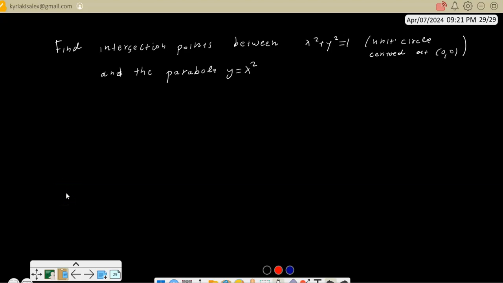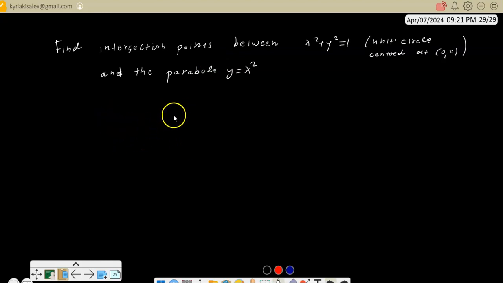We have this basic problem in analytical geometry, which is the following. We want to find the intersection points between this curve, which is a unit circle centered at the origin, and the parabola y equals x squared.